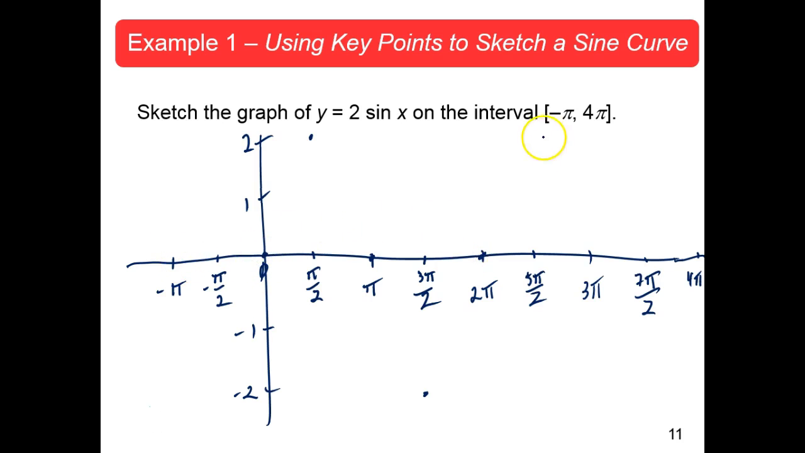Okay, at 5 halves pi, where would it be? Plus 2. 3 pi, 0. 7 halves pi, minus 2, and 4 pi, 0. Okay? Remember, sine is 0 at the whole pi's, and is at the maximum and minimum at the half pi's, in general. We need to go backward, so where will it be at negative pi halves? Negative 2, and at negative pi, back up to 0.